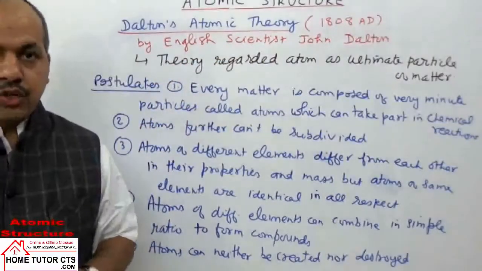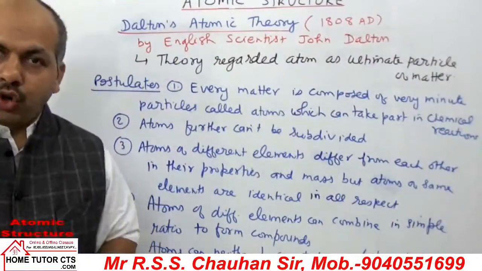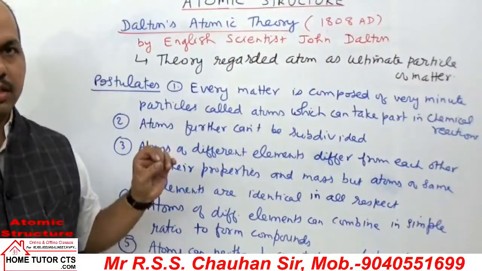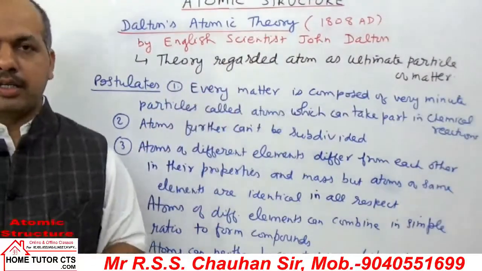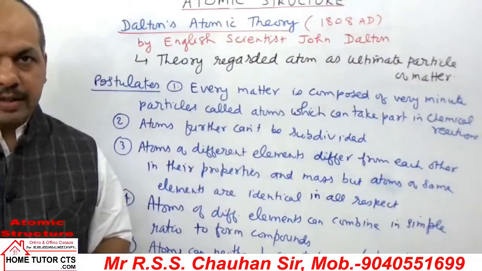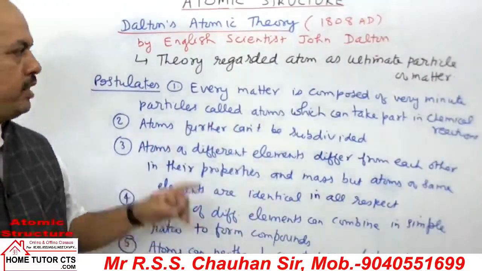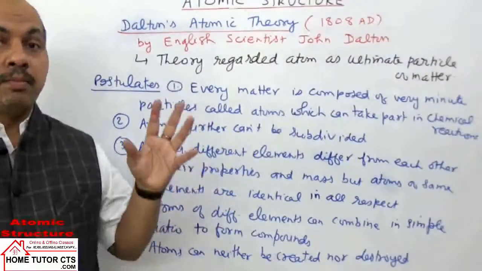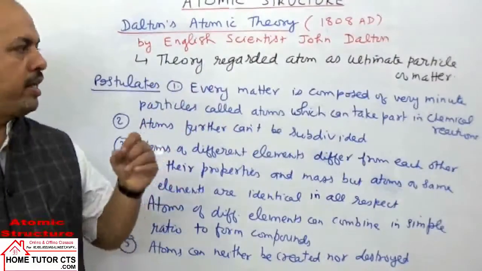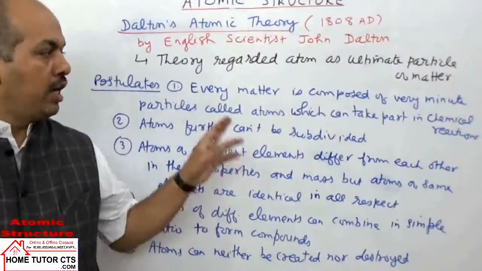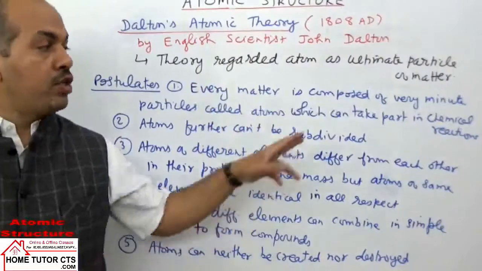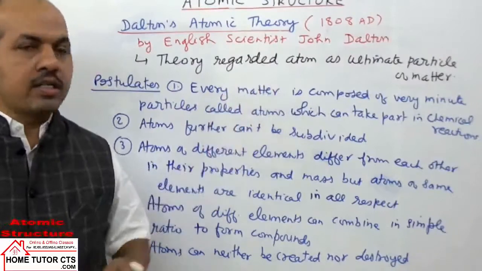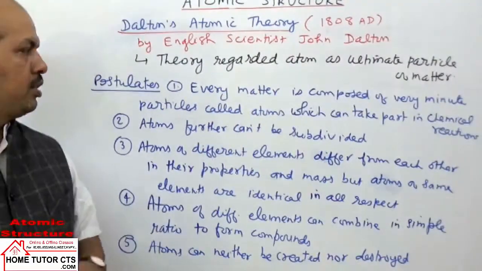Dalton's atomic theory was given in 1808 by the English scientist John Dalton. According to him, the atom was the ultimate particle of matter. About the theory, he gave some postulates. You can note down the postulates; the points are given here. What was the first point? He told that every matter is composed of very minute, very tiny particles called atoms, and atoms are the smallest particles which can take part in chemical reactions.